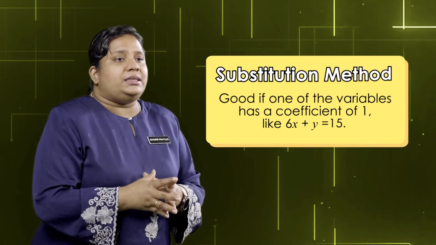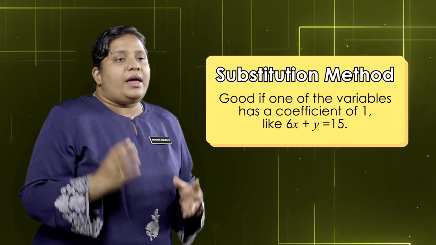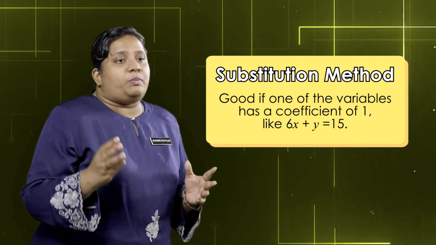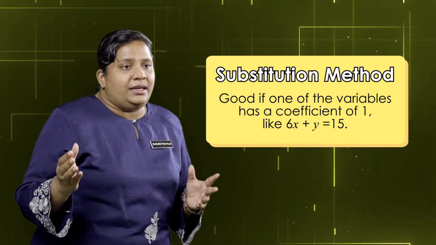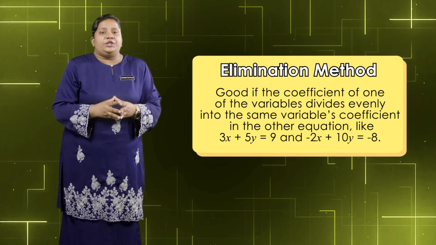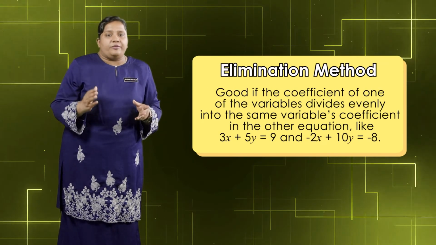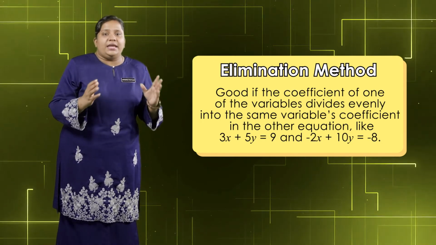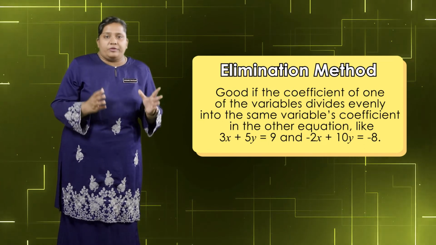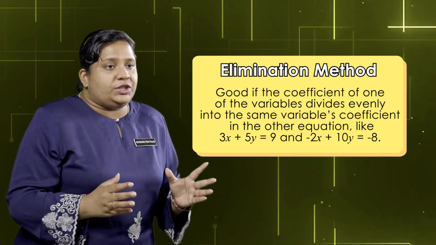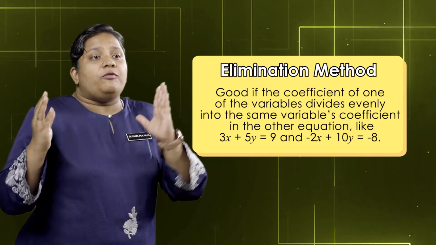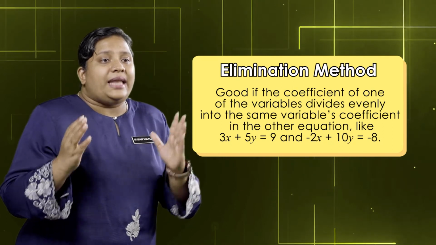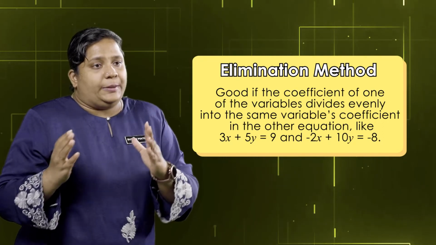The substitution method is good if one of the variables has a coefficient of 1, like 6x plus y equals 15. Meanwhile, the elimination method is good if the coefficient of one of the variables divides evenly into the same variable's coefficient in the other equation, like 3x plus 5y equals 9 and negative 2x plus 10y equals negative 8.